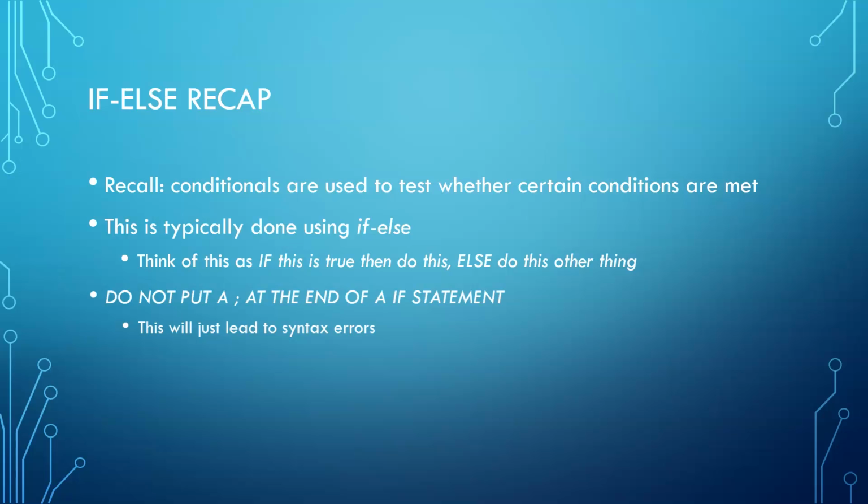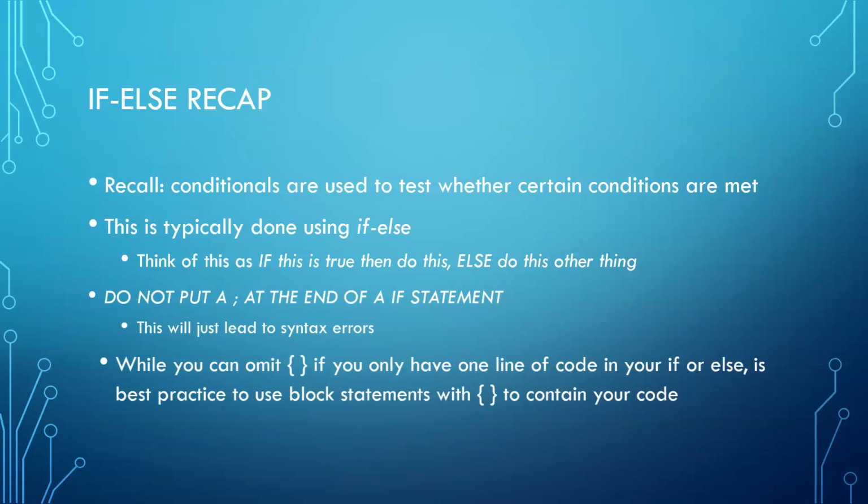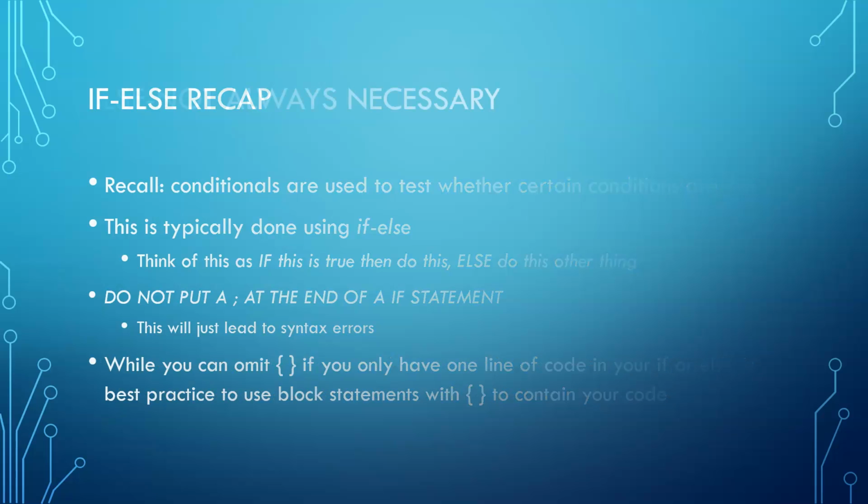Do not put a semicolon at the end of an if statement. It can lead to syntax errors or, in some cases, even logic errors. You always want to use curly brackets. There is an exception where, if it's just a single statement, you can technically omit the brackets and Java will do it. However, the way I like to teach is to always use curly brackets, because then you get in the habit of using it properly for multiple conditions and you don't have to worry about weird exceptions. As I just mentioned, you can technically omit them if you have one line of code, but it's best practice to use block statements with curly brackets.